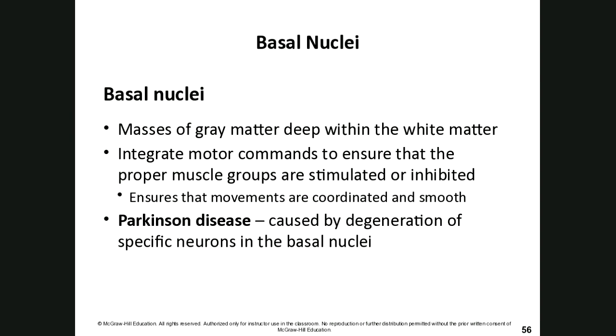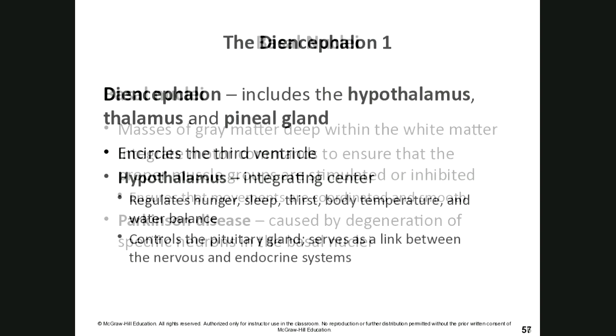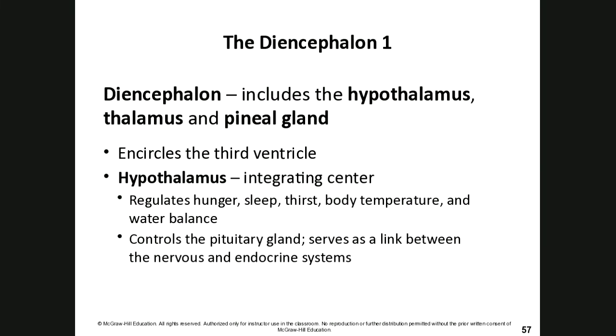Basal nuclei are just masses of gray matter that are within the white matter. They help to integrate motor commands to ensure that the right muscle groups are stimulated or inhibited. Parkinson's disease is caused by a degradation of the neurons that are in that basal nuclei. So because your basal nuclei ensure that movements are coordinated and smooth, if you have Parkinson's disease, you're breaking down those neurons in the basal nuclei. So they have this kind of very shaky movements because these parts that should be making sure movements are smooth have been degraded. So let's move on to the next portion of the brain.